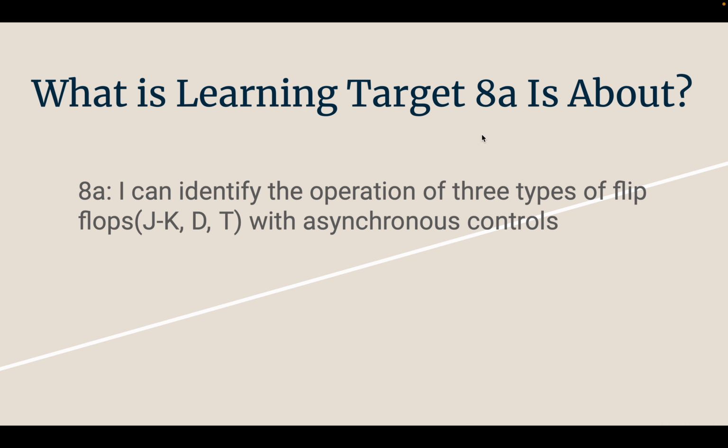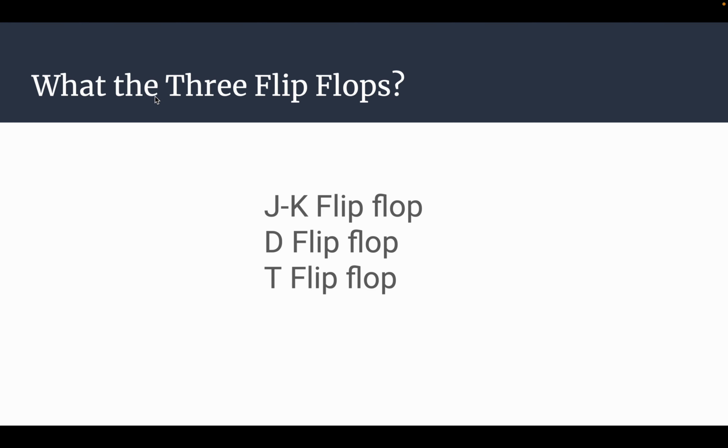So what is Learning Target 8A about? 8A is: I can identify the operation of three types of flip-flops, JK, D, and T, with asynchronous controls. The three flip-flops are the JK flip-flop, the D flip-flop, and the T flip-flop. These are the only three that we have learned so far in our class, and I'll be explaining what each of them looks like.